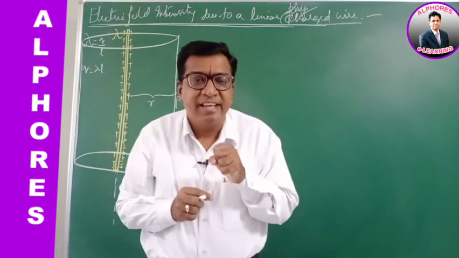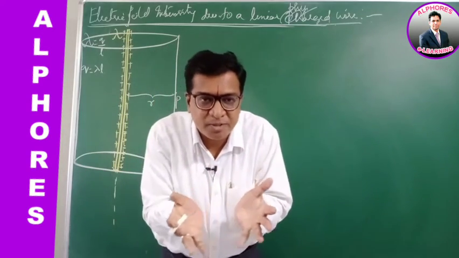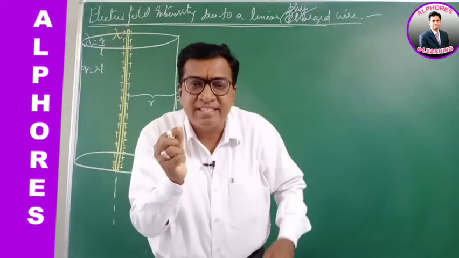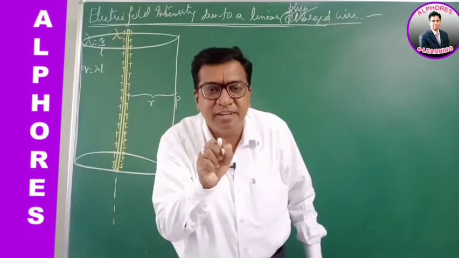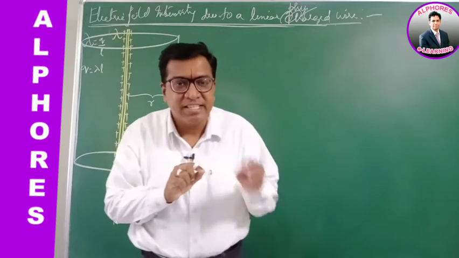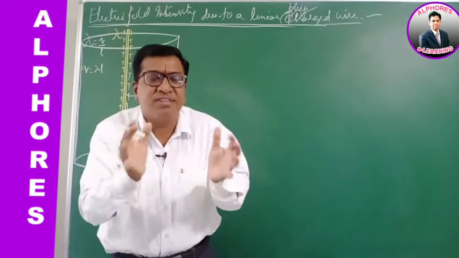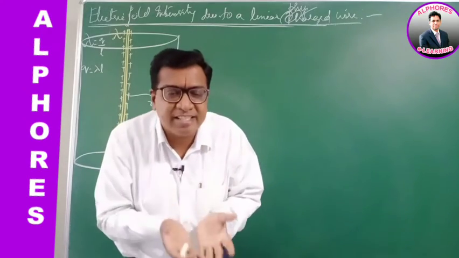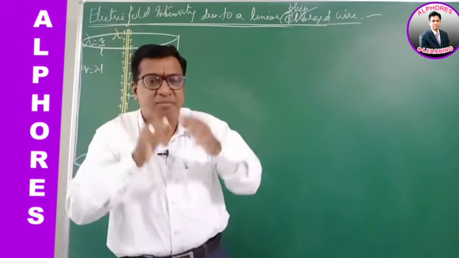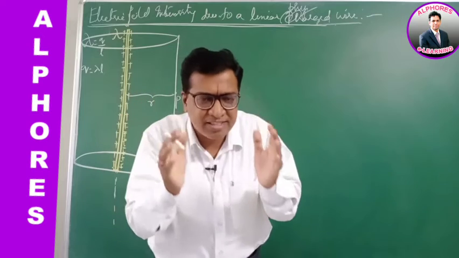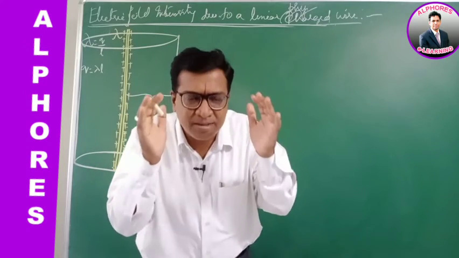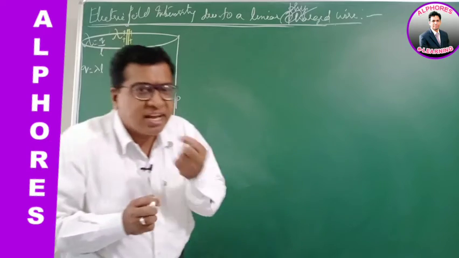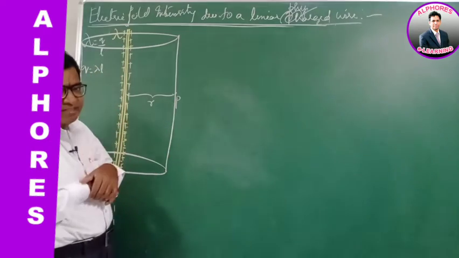Suppose it is a point charge, then the spherical Gaussian surface should be such that the center of the Gaussian surface will be the point where the charge exists. Charge must be at the center of the Gaussian surface. Suppose it is a sphere, then a concentric spherical Gaussian surface should be imagined. So the Gaussian surface imagined should be symmetrical to the charge that is given, whatever charge is given to you to find the electric field.